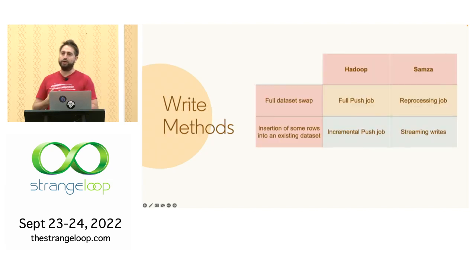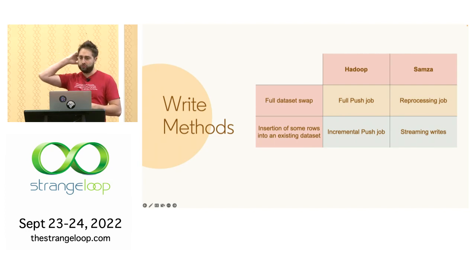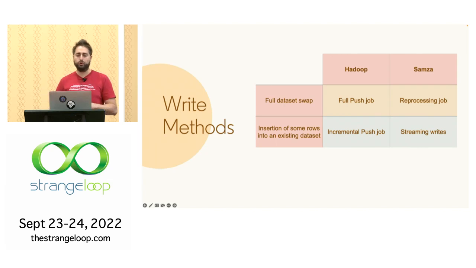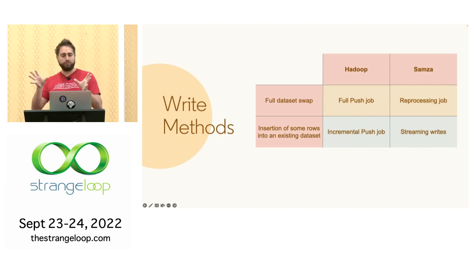So coming back to our table of write methods, we can now add a new column, which is the stream processing data source or Samza data source. And we see that for both techniques, the full data set swap and the insertion of rows, the full matrix of combinations is supported, right?